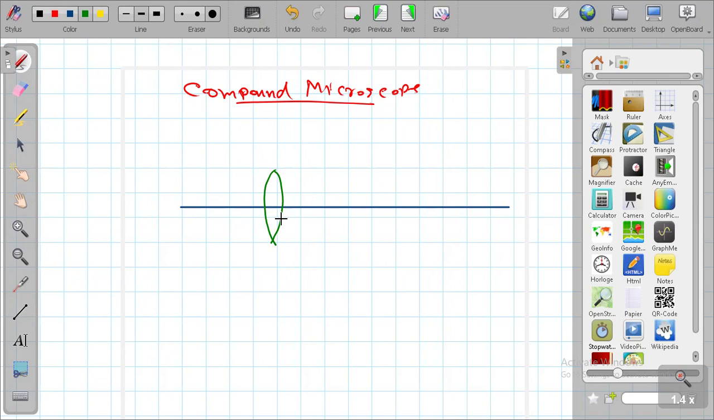And it will form a real image between F and 2F, a real image behind the lens. Let me draw the diagram so as to place a real image. I have to keep it between F and 2F as an enlarged one.